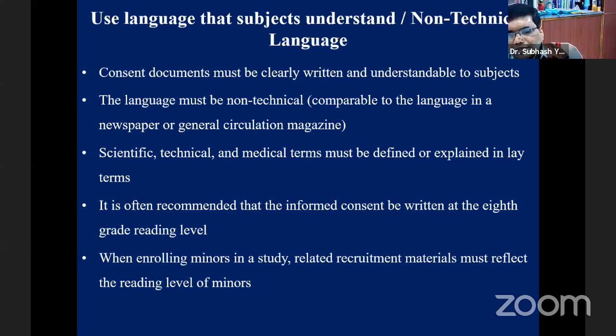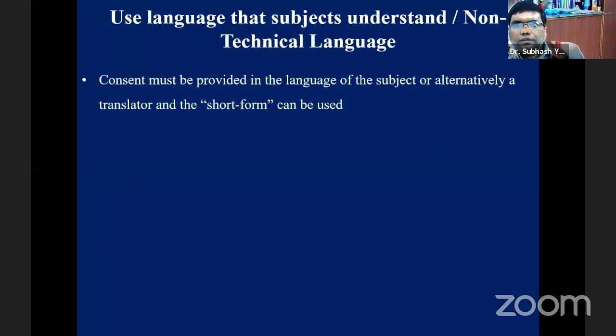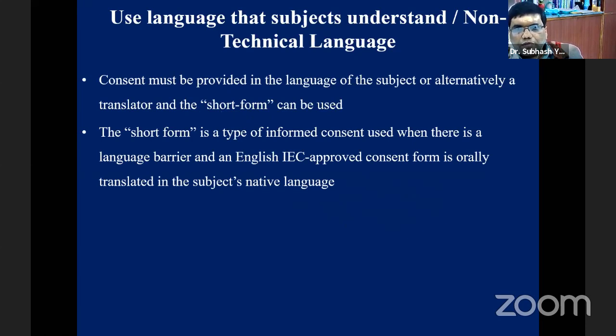When enrolling a minor in a study, related recruitment material must reflect the reading level of minors. It should be very simple so that the child can understand. Another important thing: consent must be provided in the language of the subject, or alternatively a translator and short form can be used. The short form is a type of informed consent used when there is a language barrier, where the English IC approved consent form is orally translated into the subject's native language.